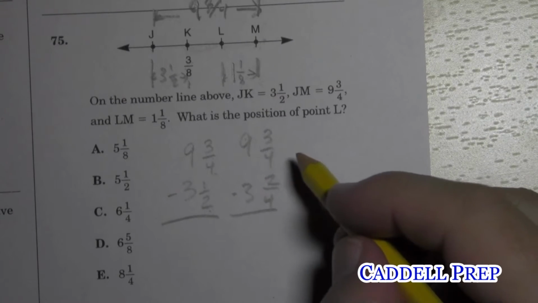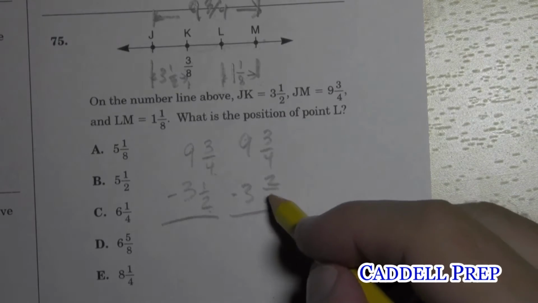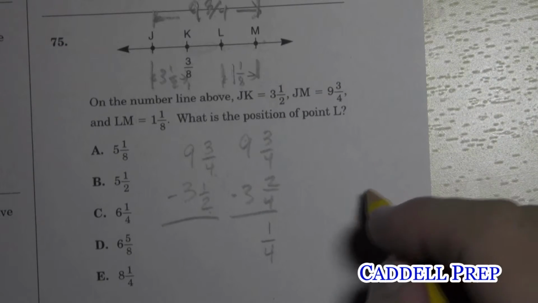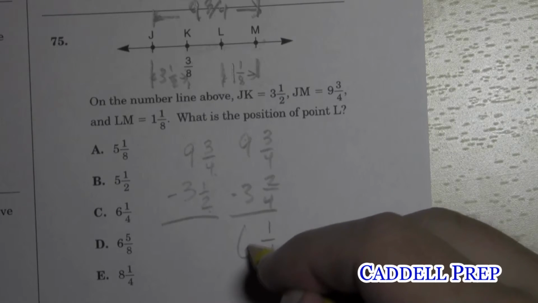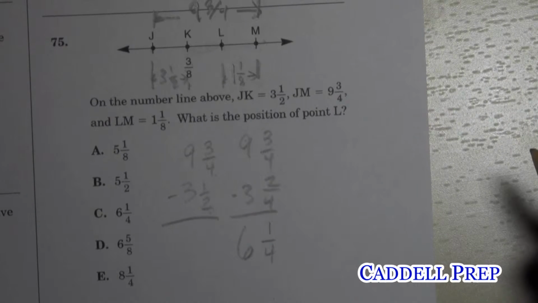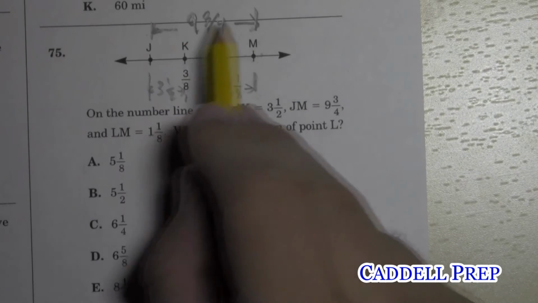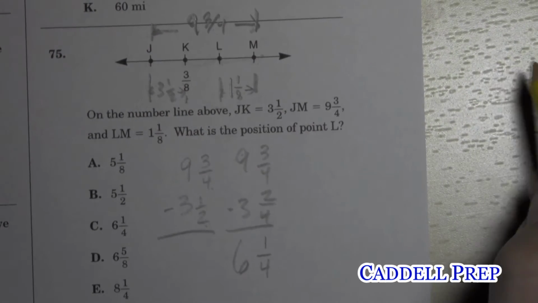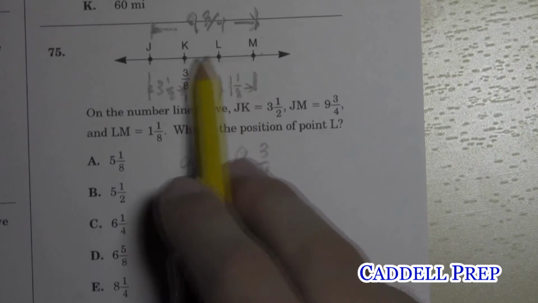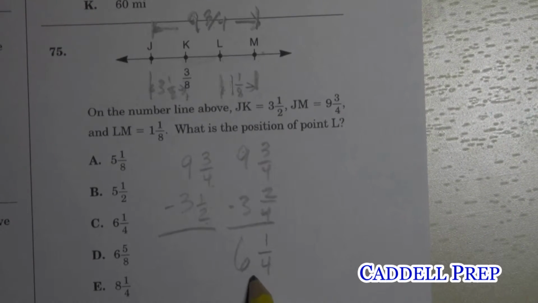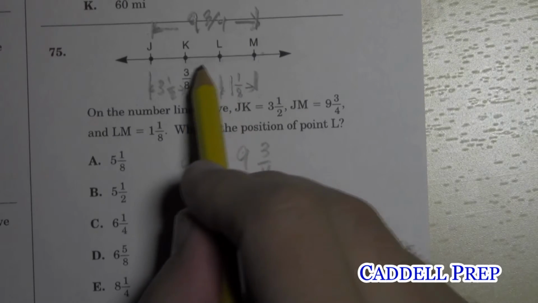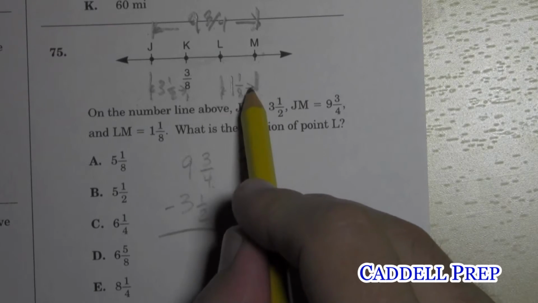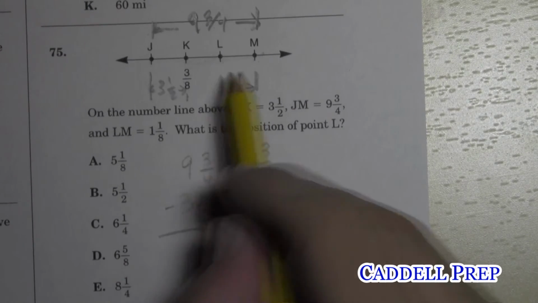Now we can subtract 3/4 minus 2/4 is 1/4. 9 minus 3 is 6. So we had that this whole distance is 9 3/4. We subtracted this 3.5 away. So now we know that from K to M is 6 1/4. So since this is 6 1/4, we subtract 1 1/8 away, we'll be left with how long KL is.